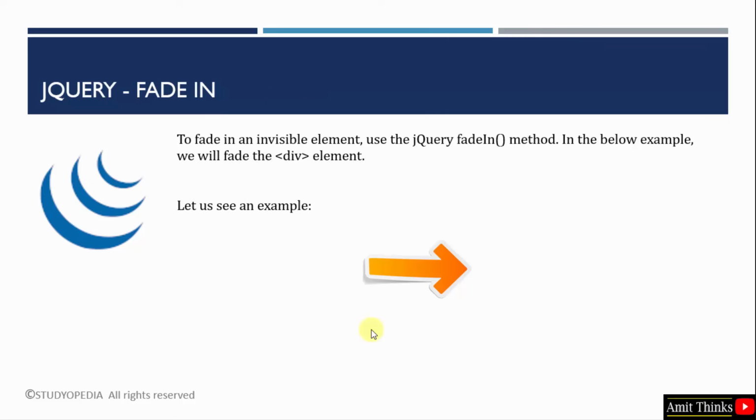So we will fade in an element using the jQuery fadeIn method. I told you before that with fadeIn, the opacity for an element will change from hidden to visible. That is the fading effect. So in the example, we'll be applying the fadeIn method on a div element. Let's see the example.